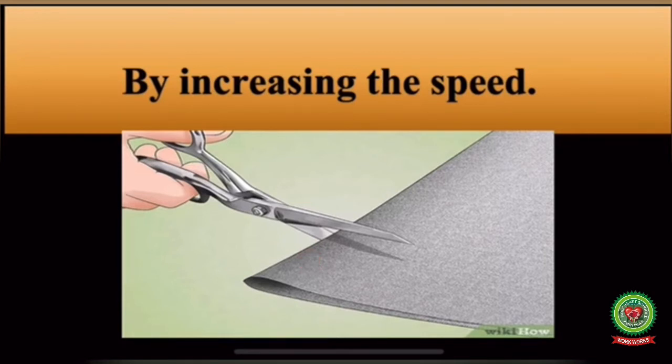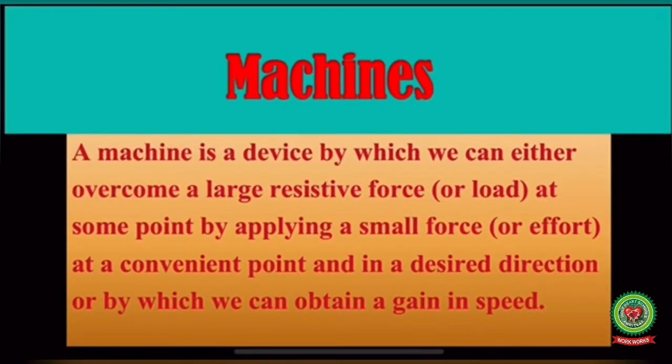So on the basis of all these functions, a machine is a device by which we can either overcome a large resistive force or load at some point by applying a small force, as we have done in case of the jack, right? At a convenient point and in a desired direction, or by which we can obtain gain in speed. We have discussed all four functions performed by machines in this definition.